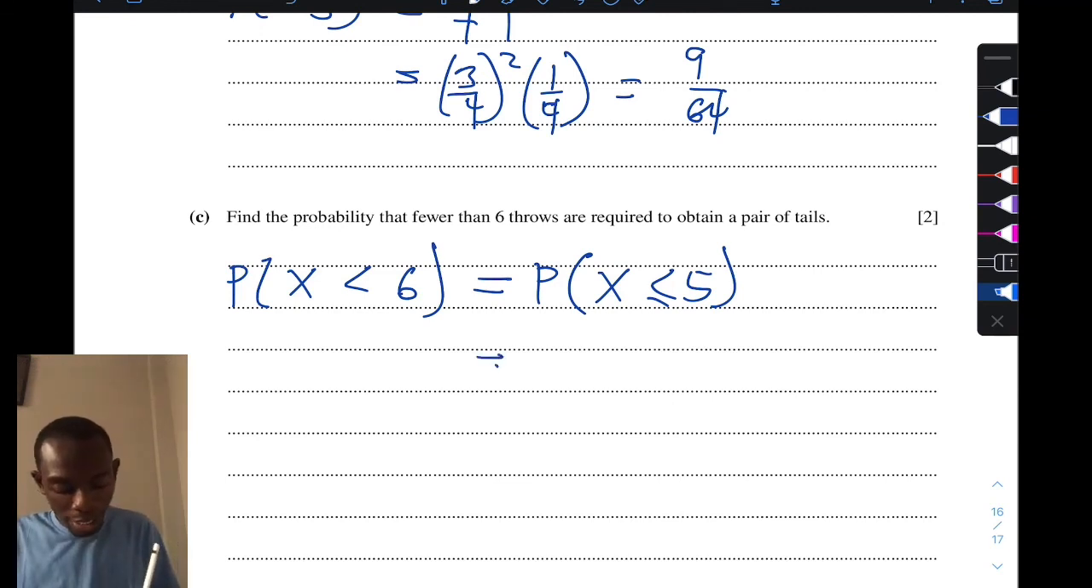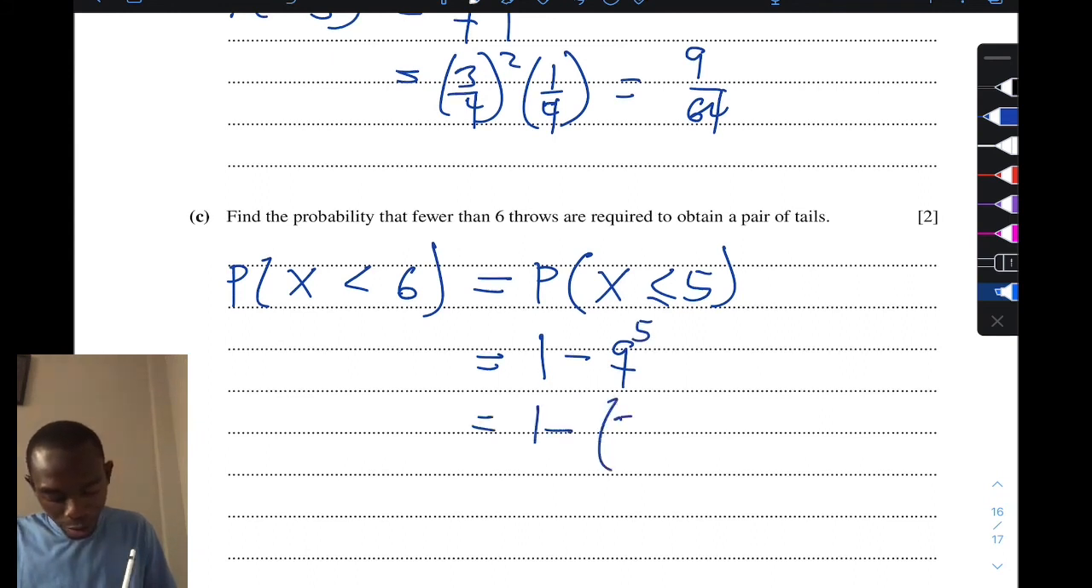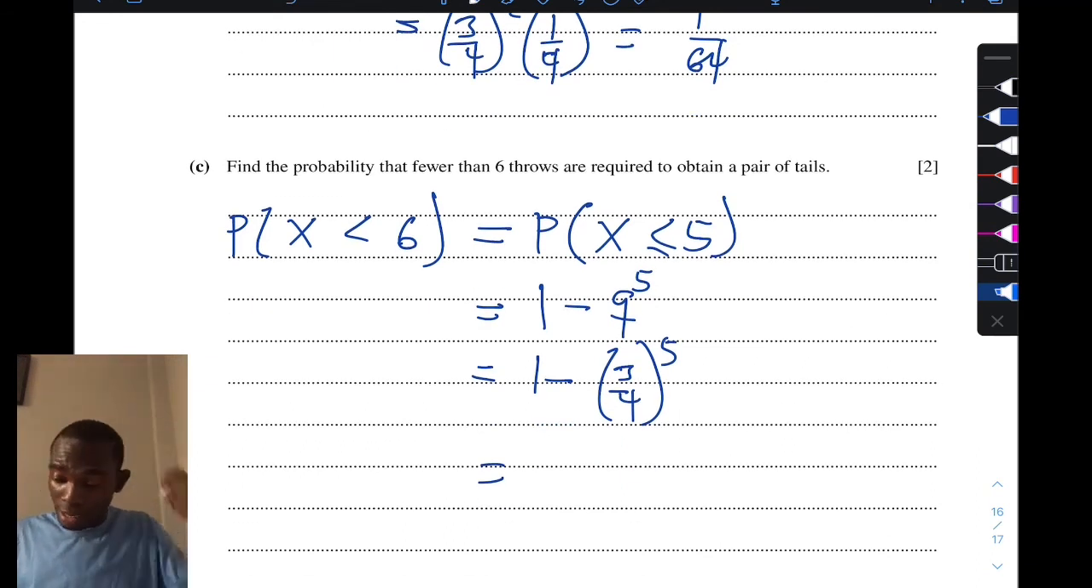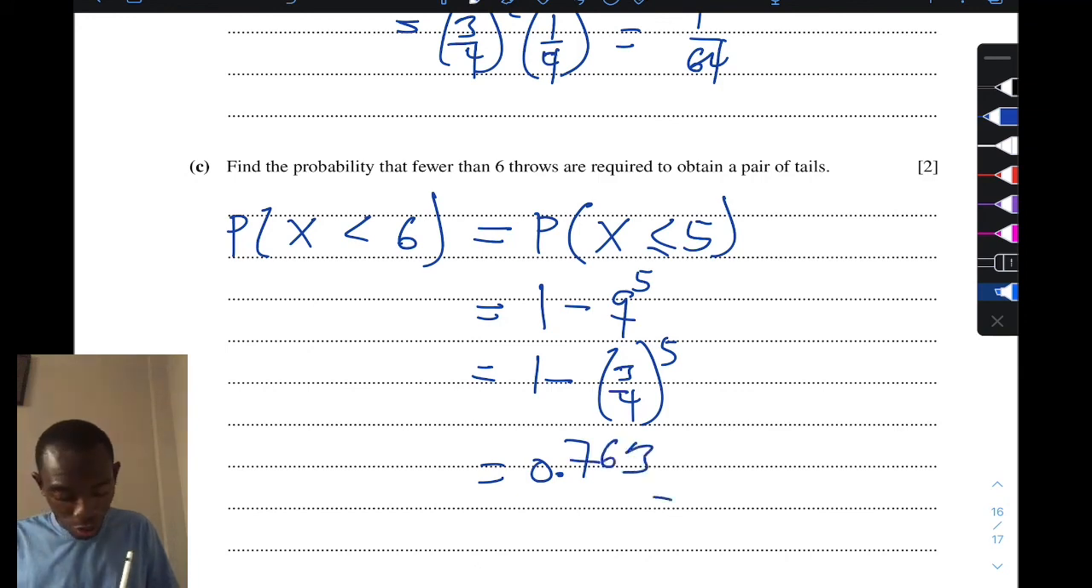Now we have a shortcut. It's 1 minus q raised to the power 5. So 1 minus (3/4) raised to the power 5, and the calculator will tell us the answer. 1 minus 3 over 4 to the power 5, right? Great. Actually, I have a video on geometric distribution. You can check it out if you want a detailed explanation of these things.